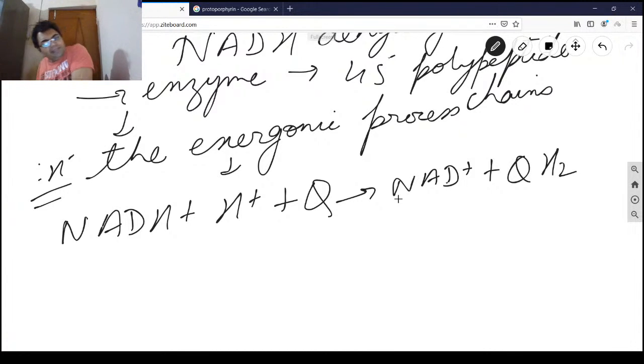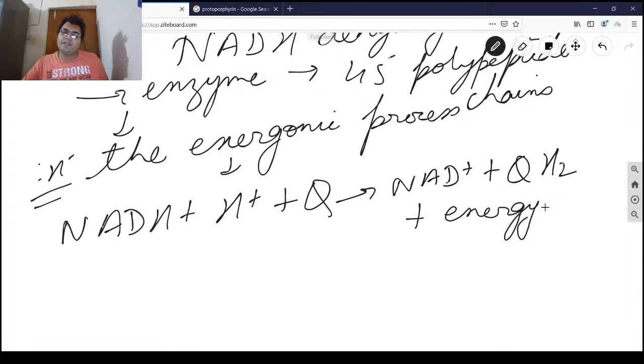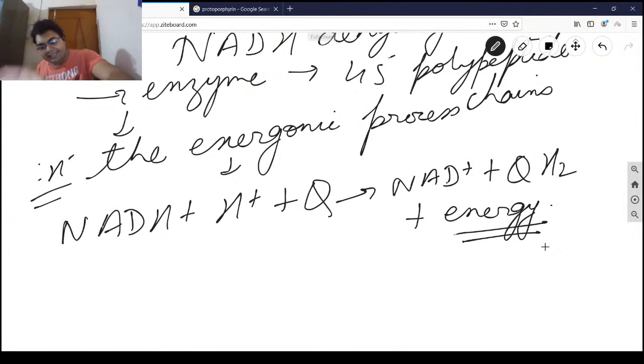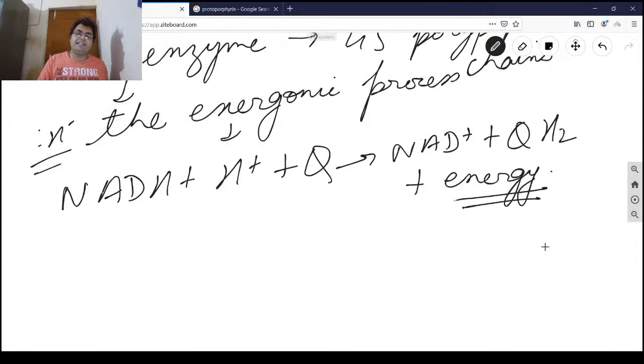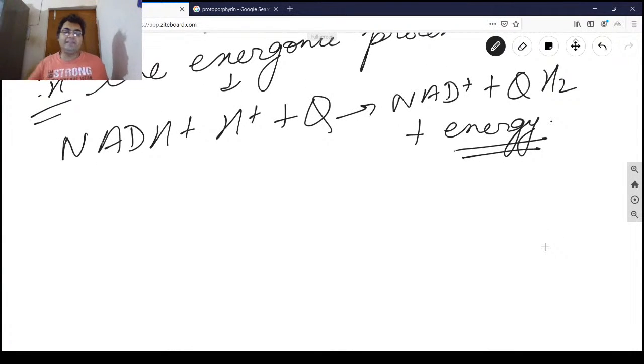So this has more negative standard reaction potential, or more affinity towards the electron, you can say. So it will accept electron more easily. It will have more tendency, more affinity towards electron for its acceptance, and down the gradient acceptance will lead to the energy being evolved. So this is an exergonic process, and this energy evolved will be utilized in the next coupled, obligatory coupled process.